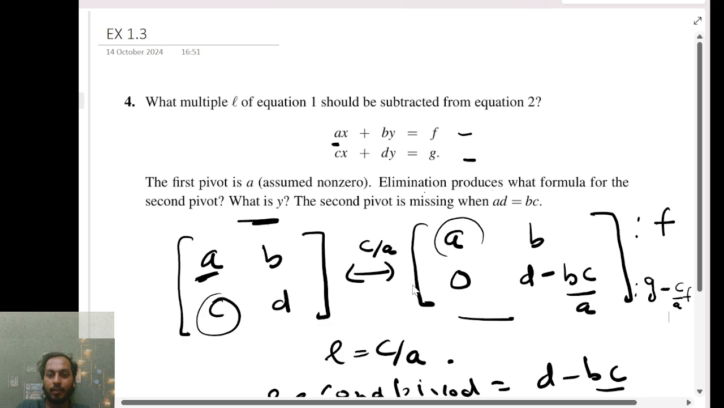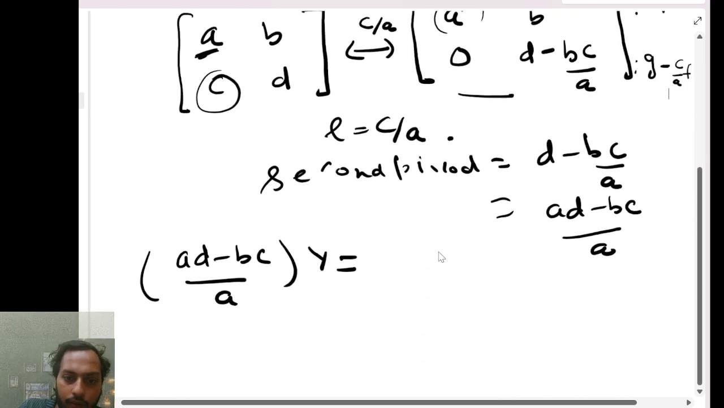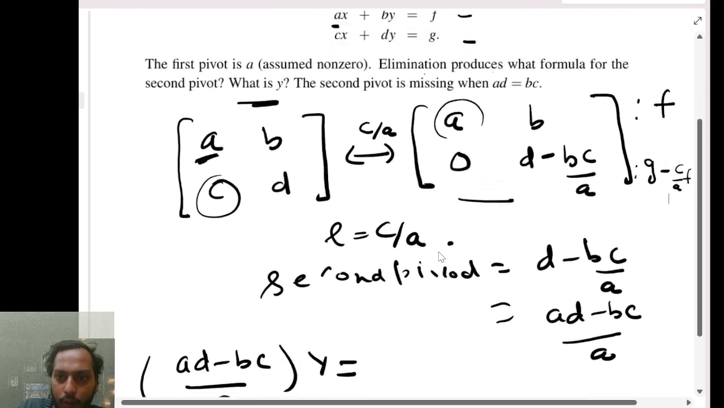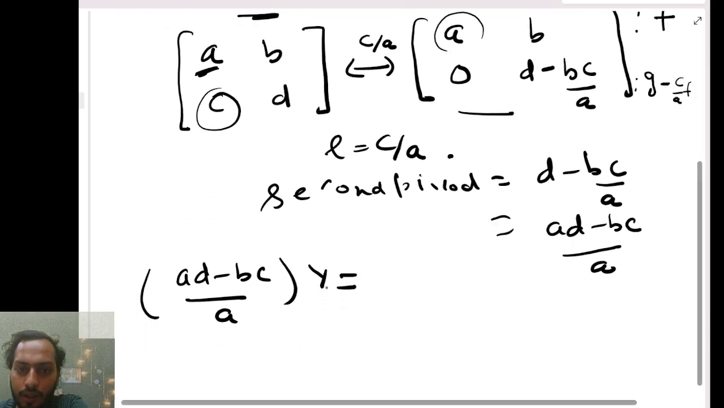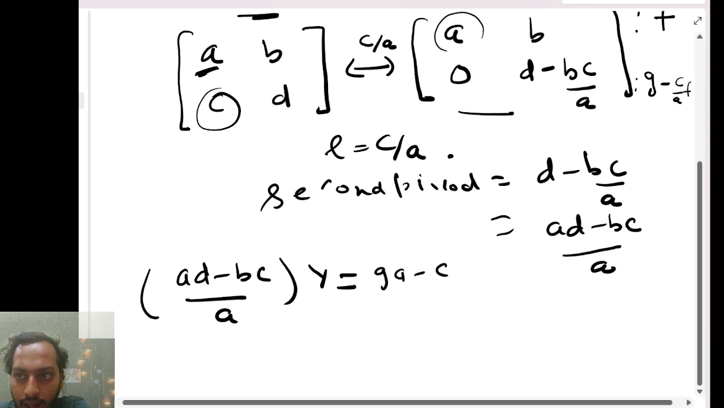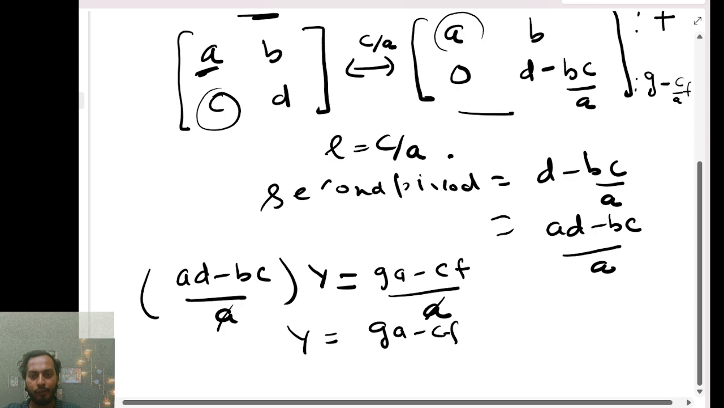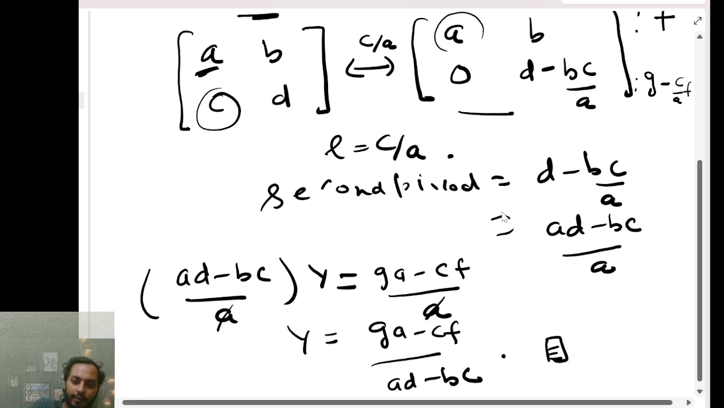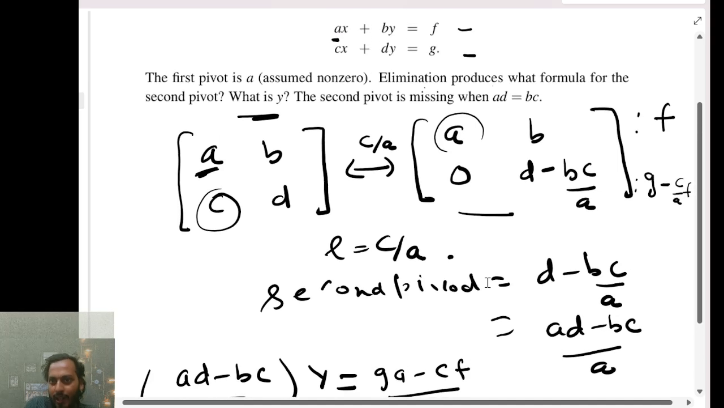Am I right? The elimination is going to happen on the right side also. So what would this be? AD minus BC over A would be what? Can I solve it and say it's GA minus CF over A? Yes, what do you say? Can I cancel A and A? So what's the value of Y? The value of Y is GA minus CF upon AD minus BC. That's the value of Y. Is it okay? These all look complicated, but that's the answer.